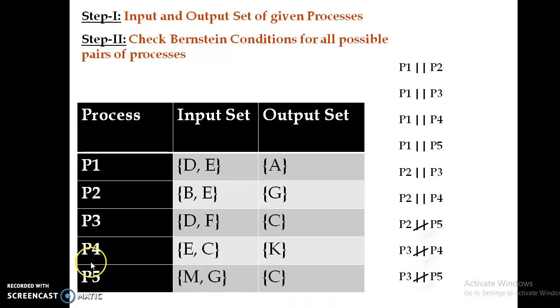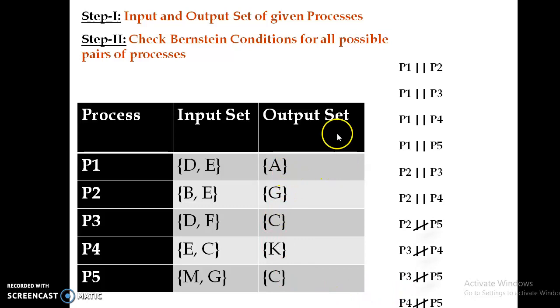And the last pair is P4 and P5. Input set of P4 and output set of P5, there is a common element C. So P4 and P5 can't execute in parallel.